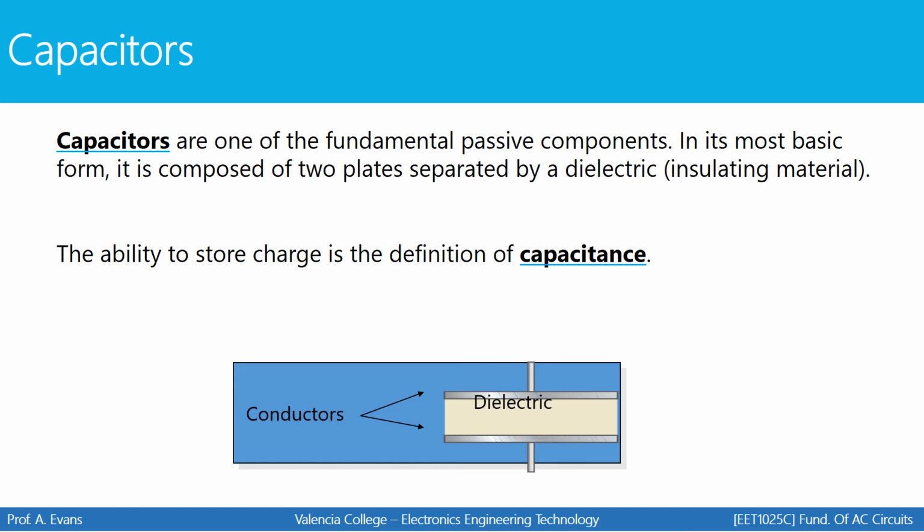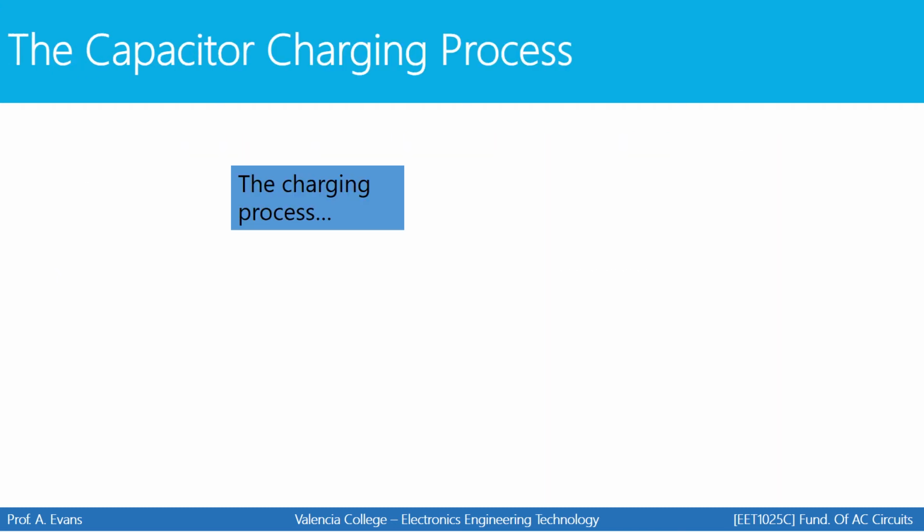So you have two plates on either side of the capacitor. Those are your conductors. Those are made of a material that will conduct electricity. And in the middle of these two plates, they're separated by that dielectric. The ability to store charge is the definition of capacitance. And capacitors are elements that can store electric charge.